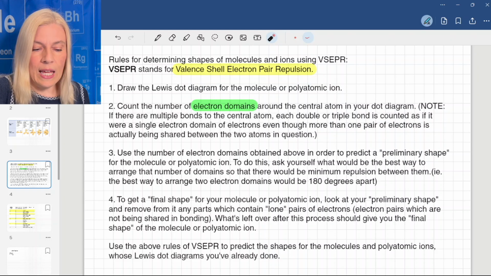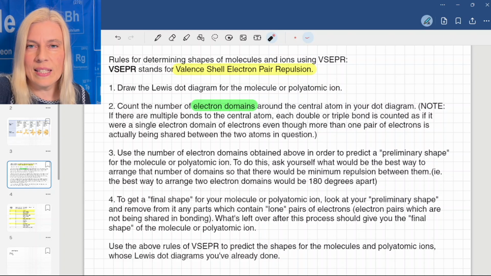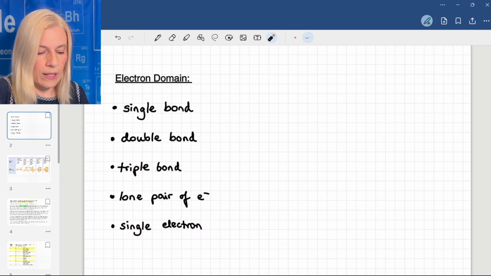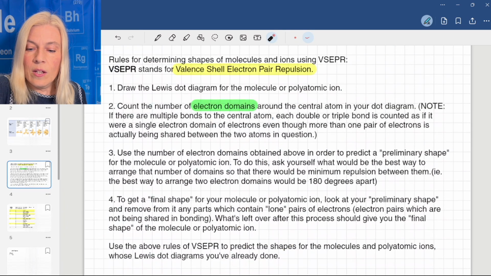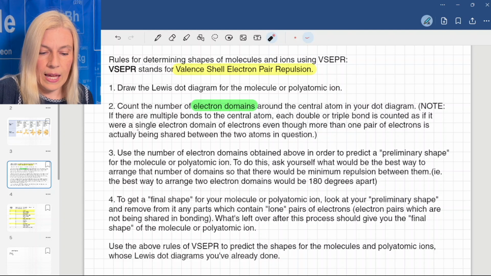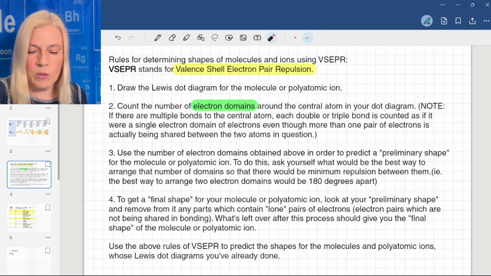So step number one is we have to learn how to draw a Lewis dot diagram for your molecule or polyatomic ion, and we did this in a previous video. Then we're going to count the number of electron domains. Remember, what's an electron domain? Any one of these things is considered one electron domain. Each double or triple bond is counted as a single electron domain. And we will just count them.